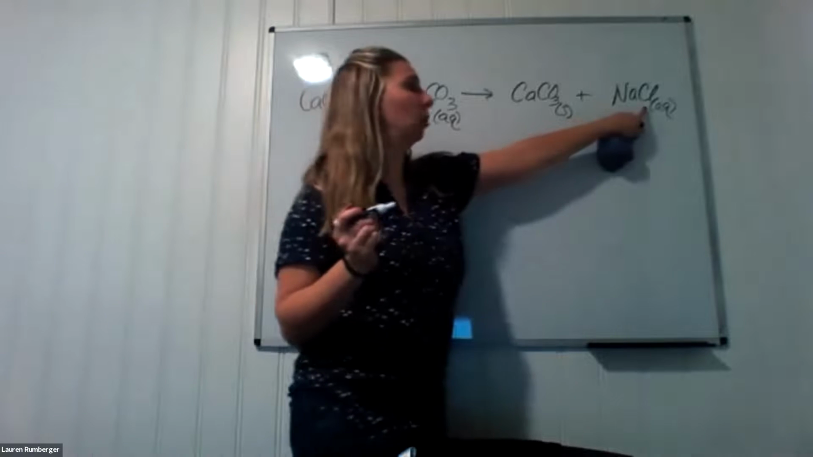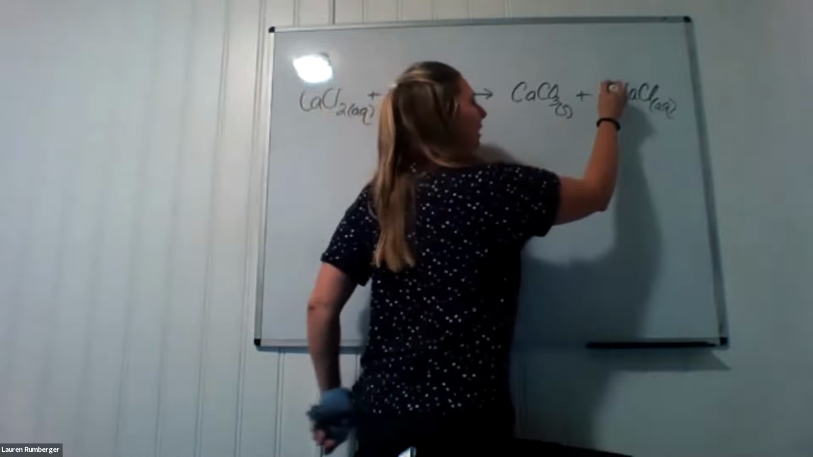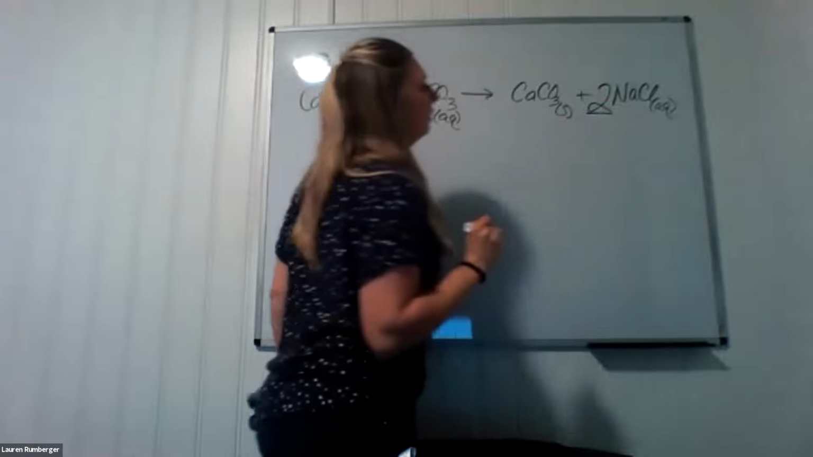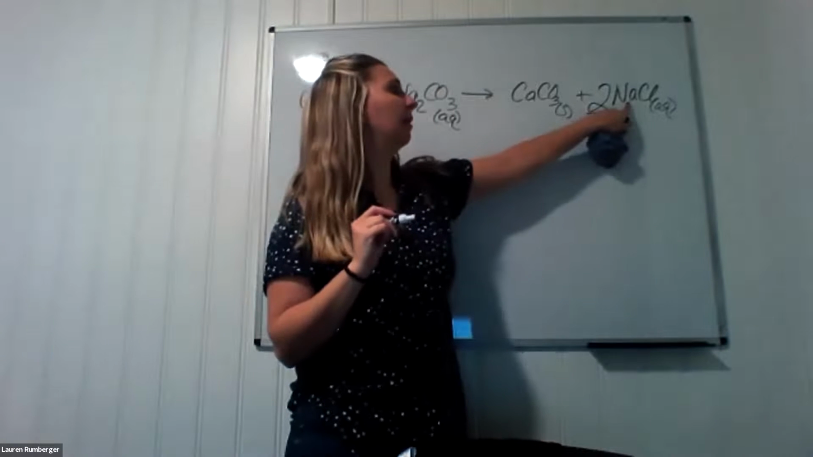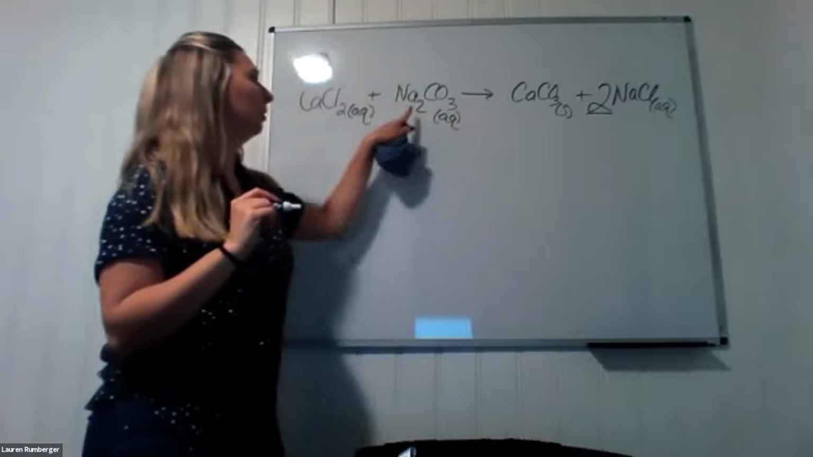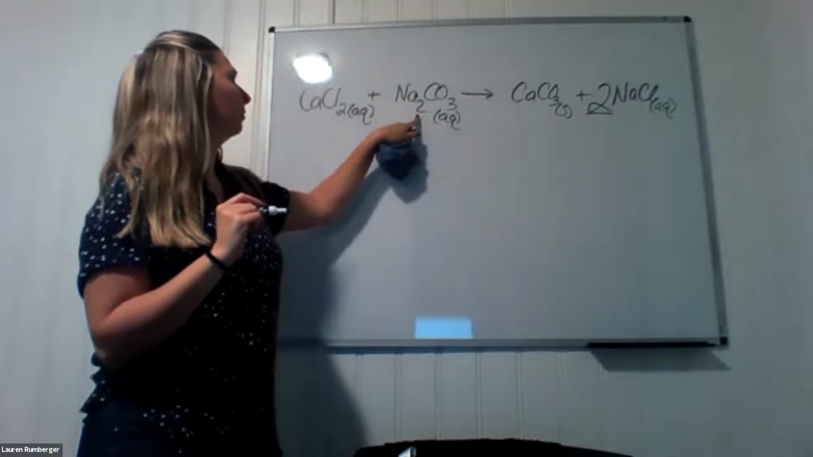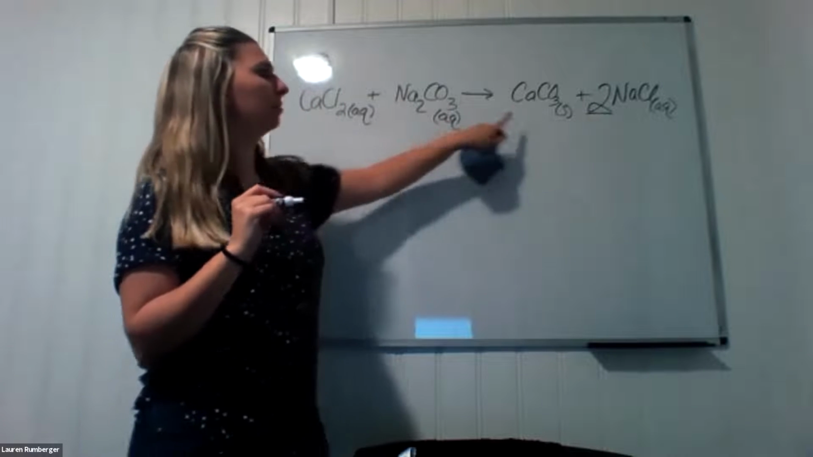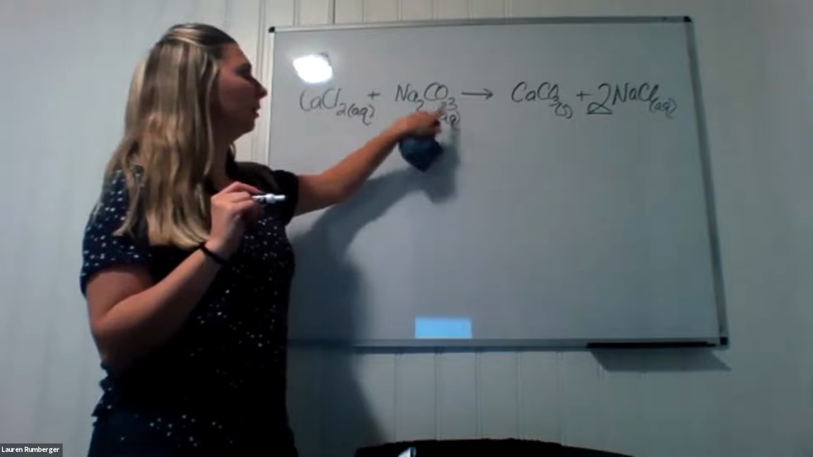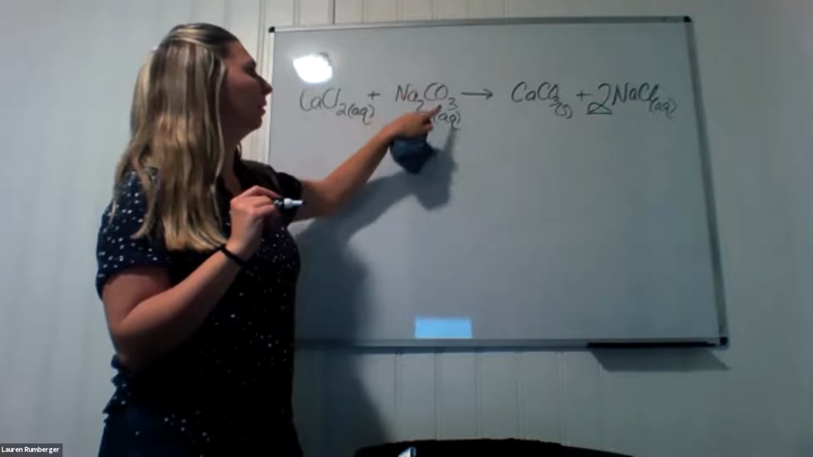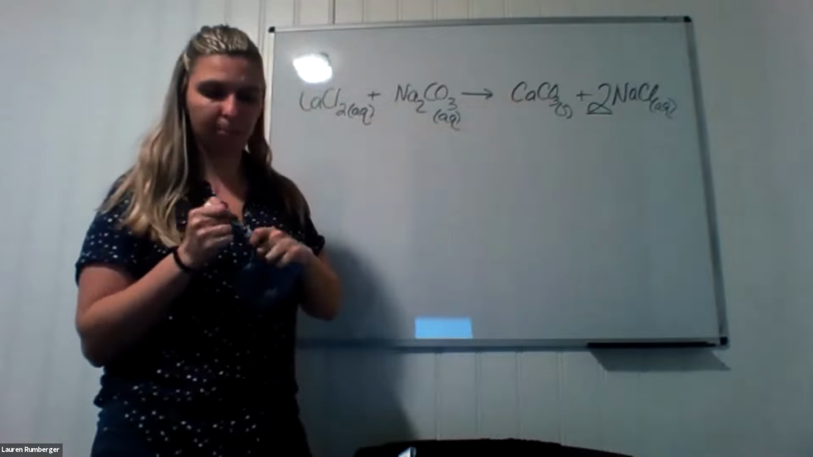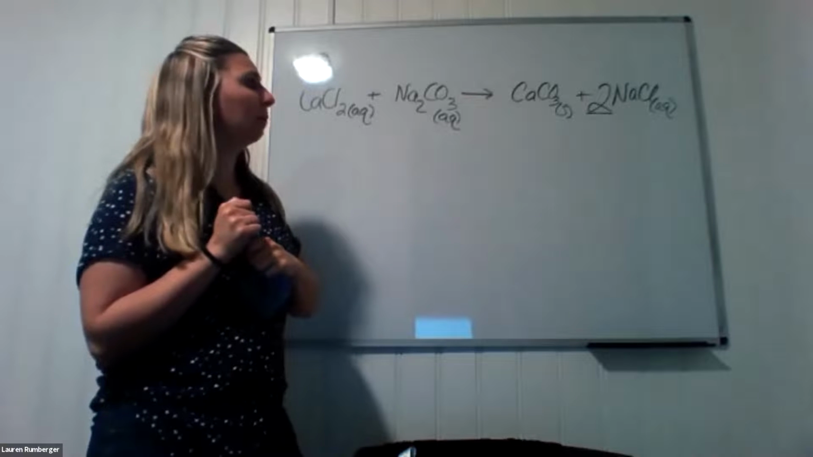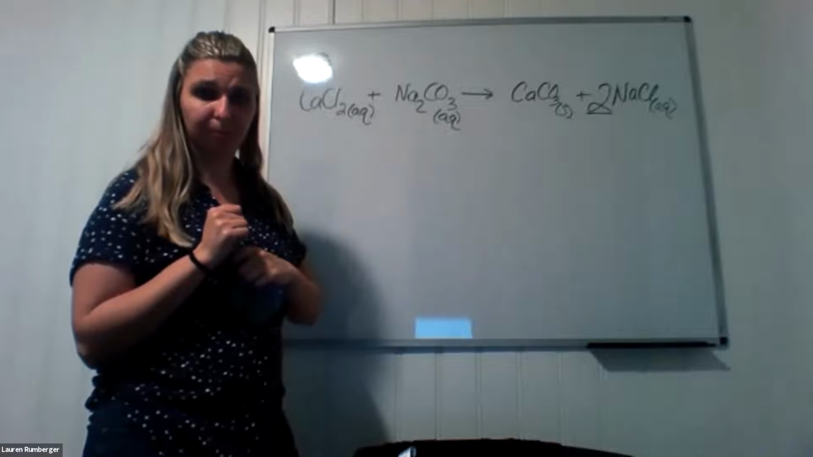Okay, looking at this, what I noticed first is that there's 2 chlorines here on the left and only 1 on the right. So I'm going to put a 2 in front of the NaCl. Then when you see that, I now have 2 sodiums on the right, 2 sodiums on the left, 1 calcium on the left, 1 calcium on the right, 1 carbonate here on the left, 1 carbonate on the right. This reaction is now balanced, okay?